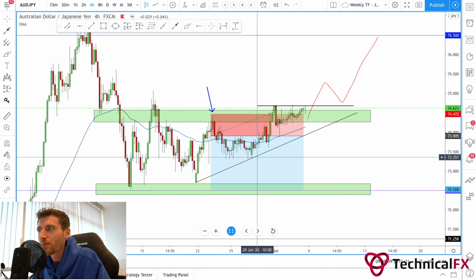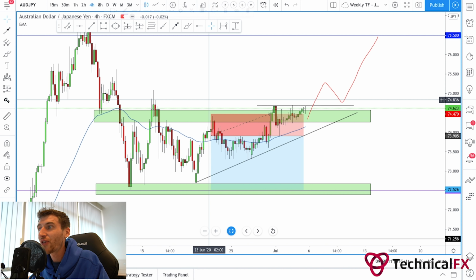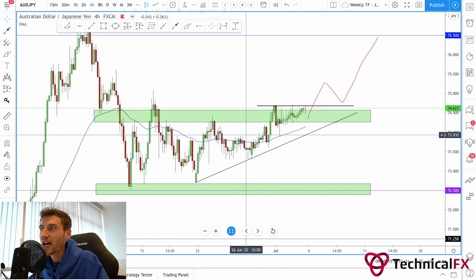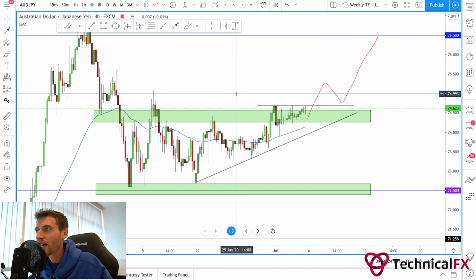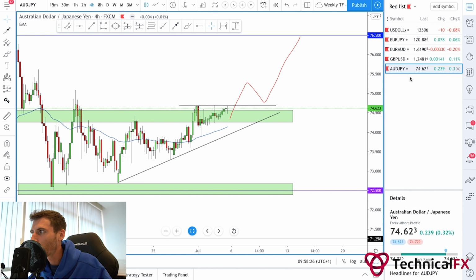So trading in a range can be very unpredictable, whereas I prefer to trade with the trend and go with the structure of the market. So that is just a reason and insight into why I wouldn't really be looking at taking a trade in this ranging area. Okay, so let's see if AUD JPY can take a breakout to the upside next week.